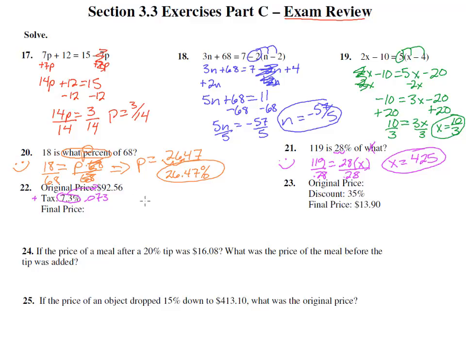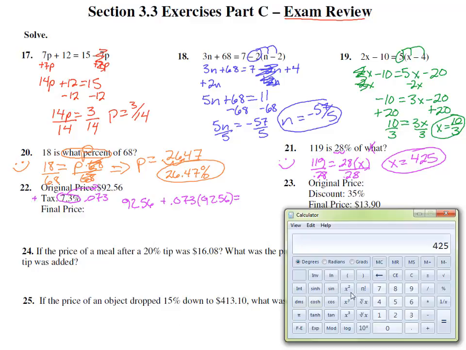So, we're going to take this original price, 92.56, and add on the tax, which is 7.3%, changed to a decimal is 0.073, 7.3% of that original price, 92.56. Now you'll notice that this is going to equal our final price. We don't need any algebra. We don't need to undo anything. We just need to calculate what is happening.